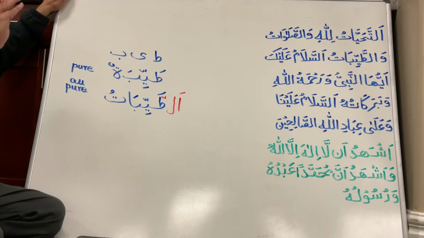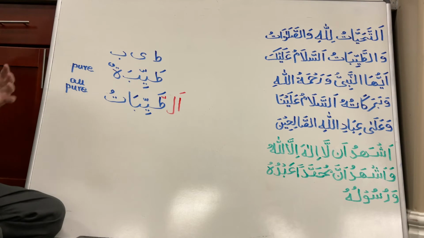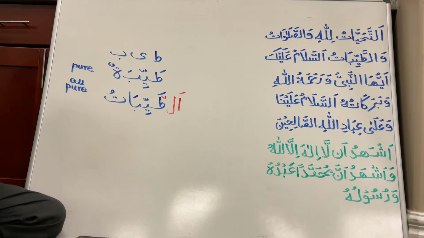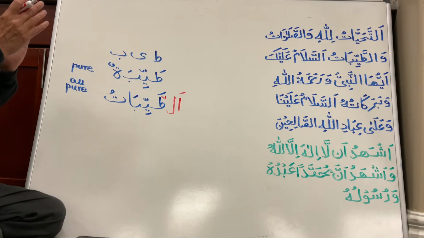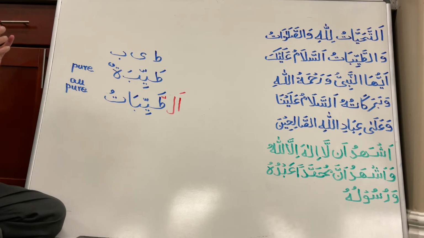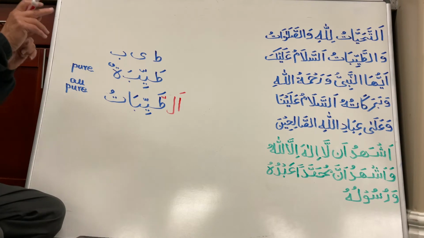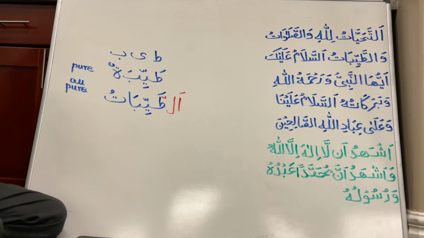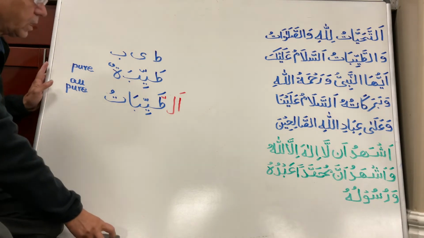So the first part of this dua is that we are praising Allah subhanahu wa ta'ala by using three different words: greetings, prayers, and all the good words. So that is the praise and dua towards Allah subhanahu wa ta'ala. After that, we turn our attention somewhere else. Let's look at what that is.